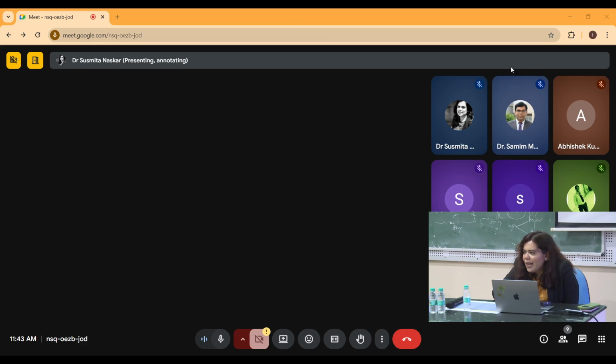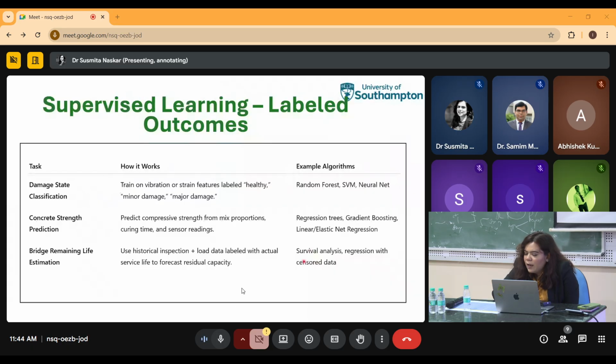Similarly, the remaining life estimation of the bridge. How do we do that? We use the historical inspection plus the load data, labeled with the actual service life, and we feed that into the model. The algorithms we generally use are regression with sensor data or survival analysis. So these are the algorithms we generally use.